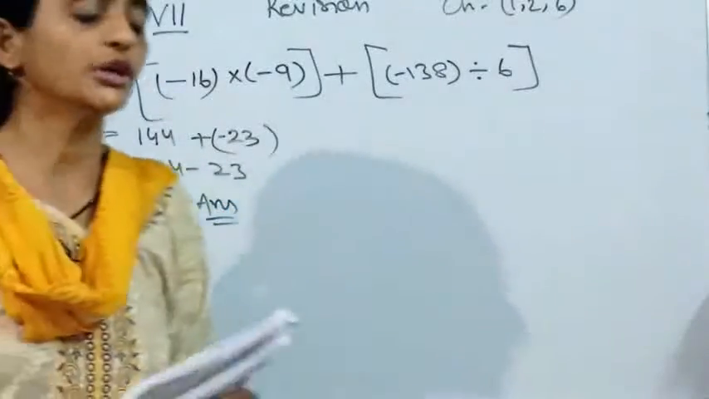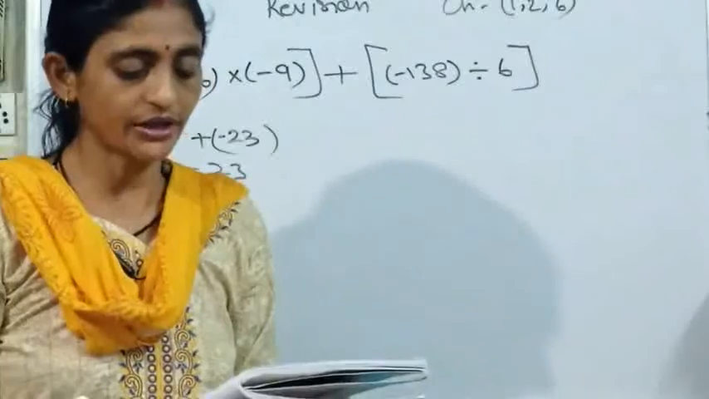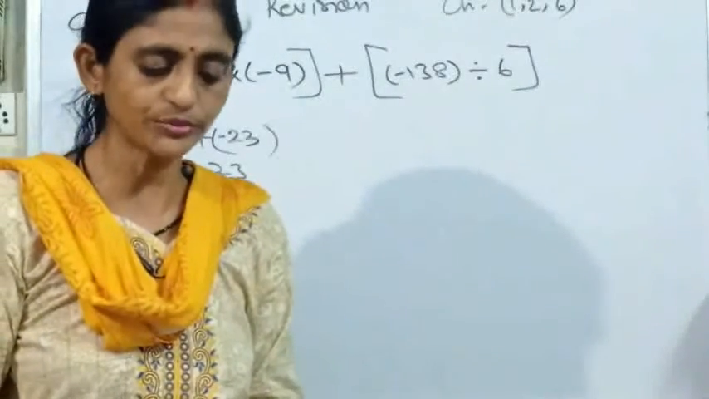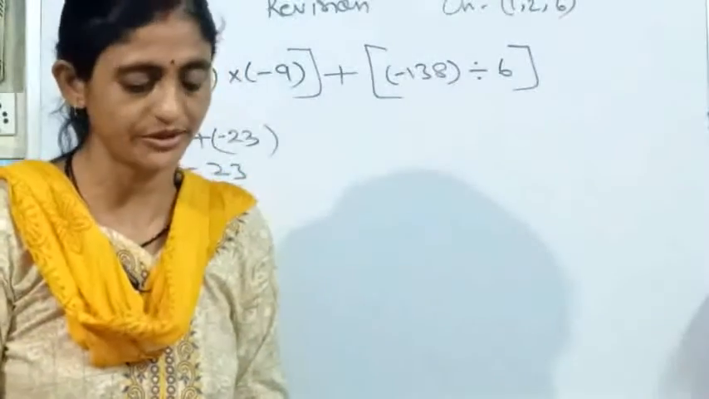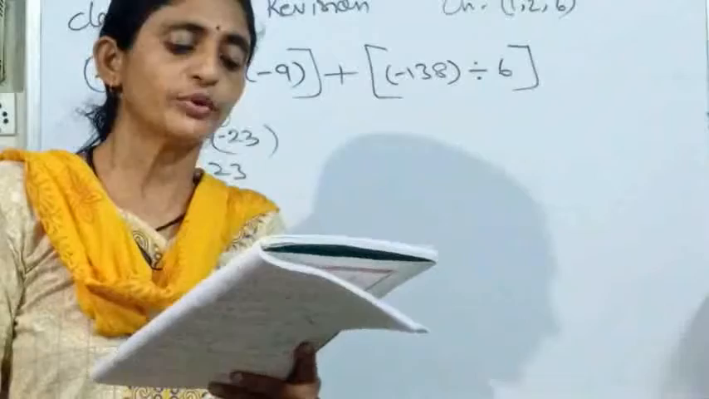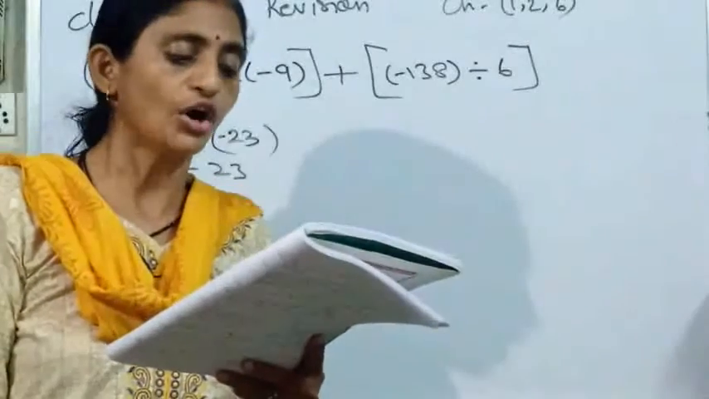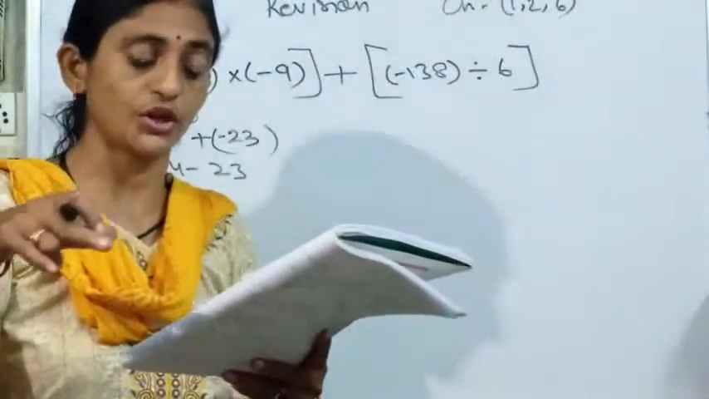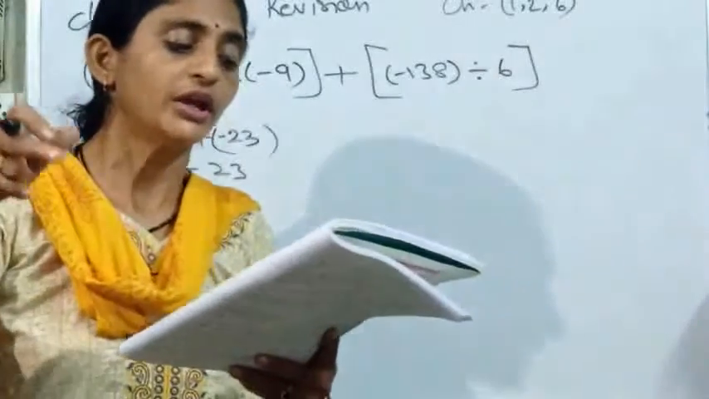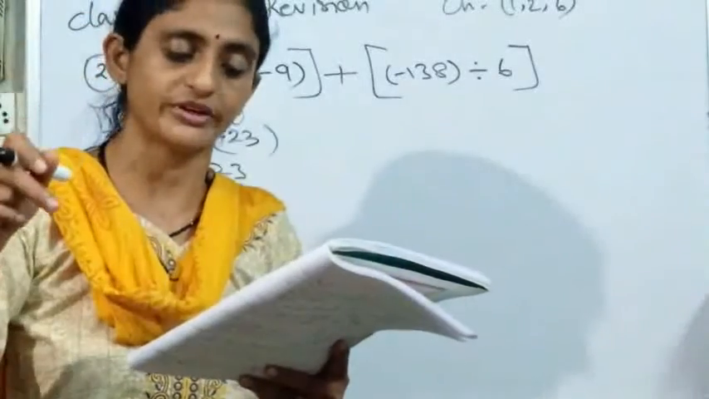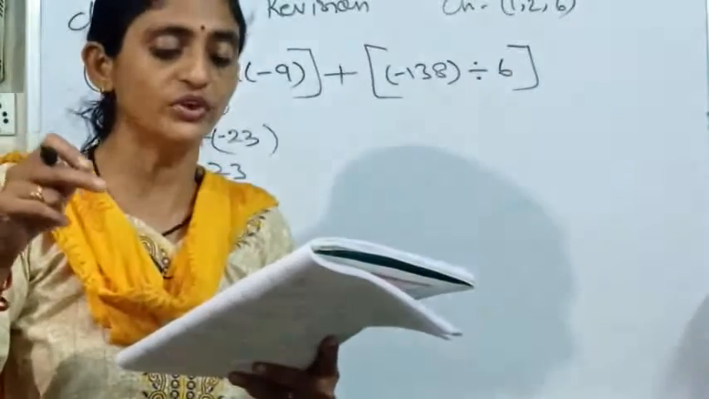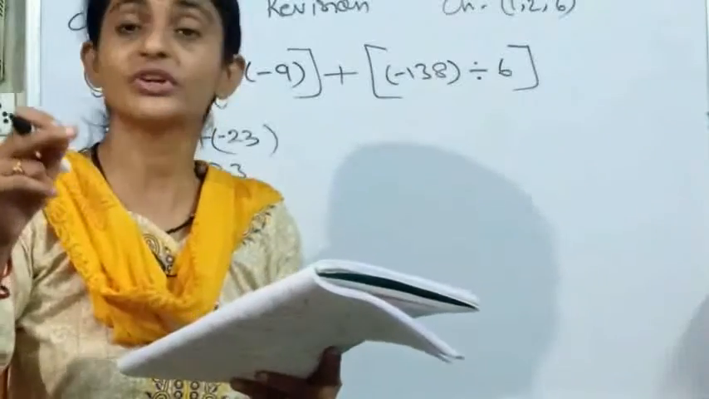Okay, now come to the next question. Here I have taken from the revision set. It is question number 5. I am reading the question. Be attentive. Rohit takes 4 whole 4 by 5 minutes to make a complete round of a circular park. It is a circular park, and for completing one round, he is taking 4 whole 4 by 5 minutes. How much time will he take to make 15 rounds?